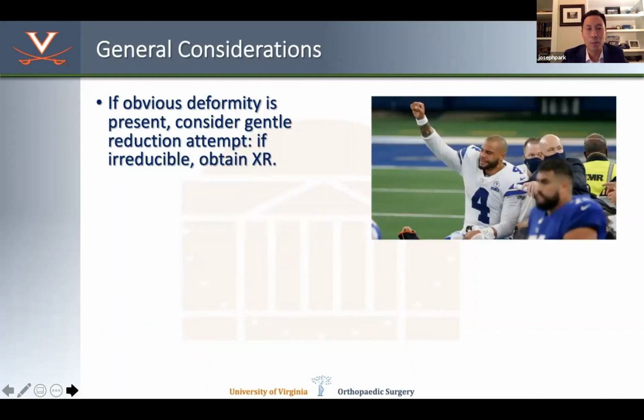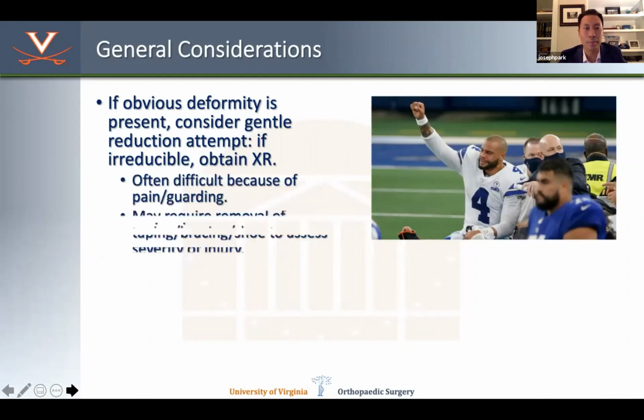And if you see a patient with an obvious deformity after a dislocation, consider a gentle reduction attempt. If you can't reduce it, obtain an X-ray. And this can often be very difficult because of how much the patient is hurting or guarding. And often it will require removal of taping, bracing, and a shoe to assess the severity of the injury.